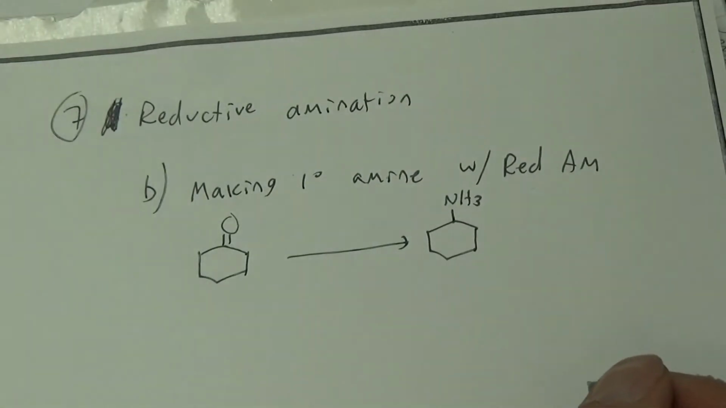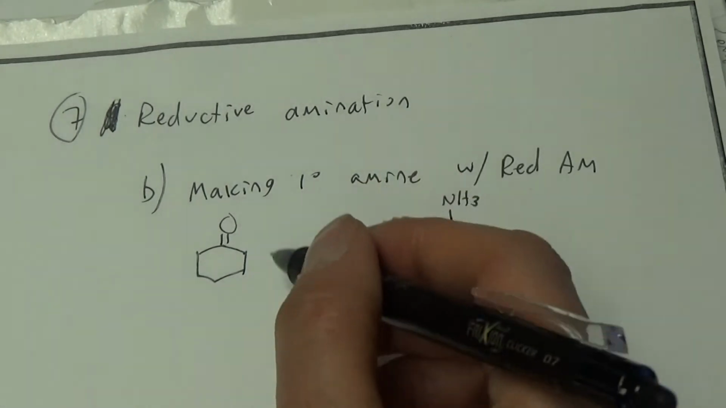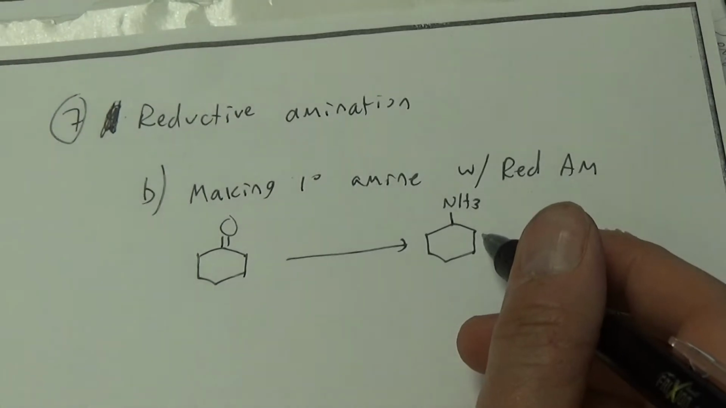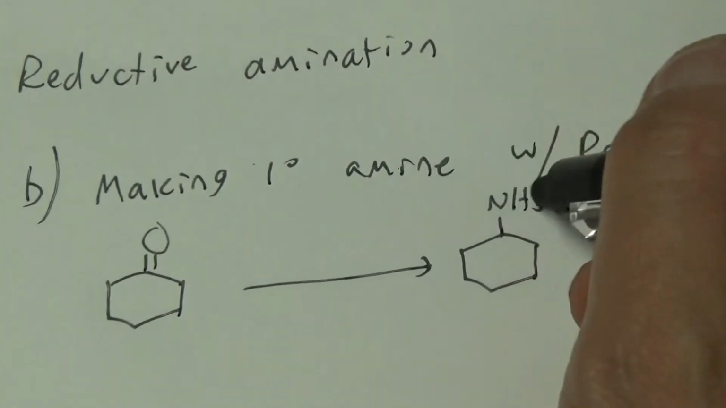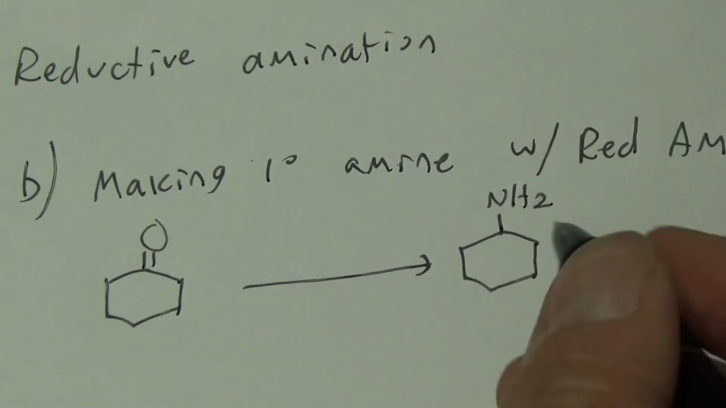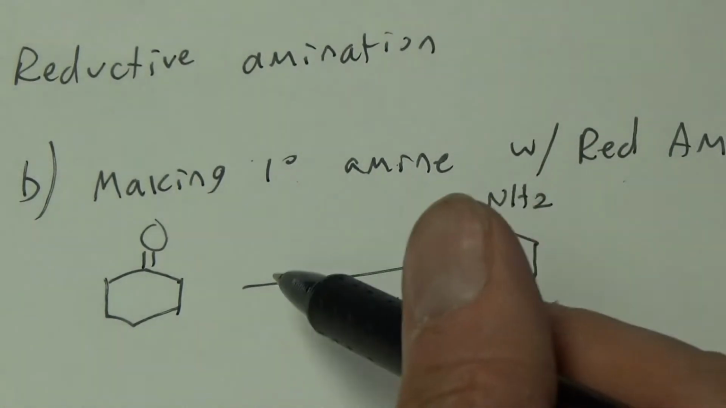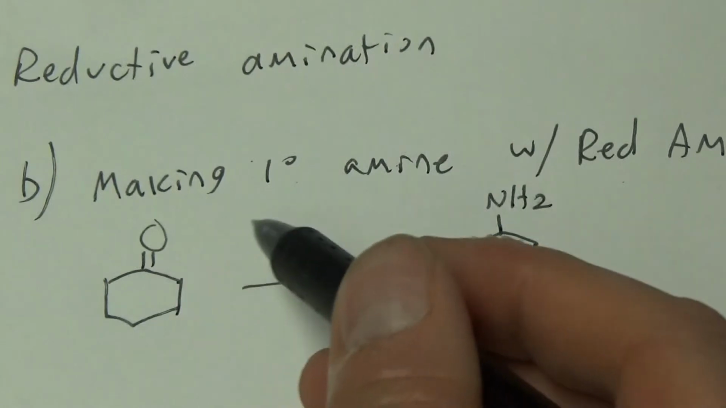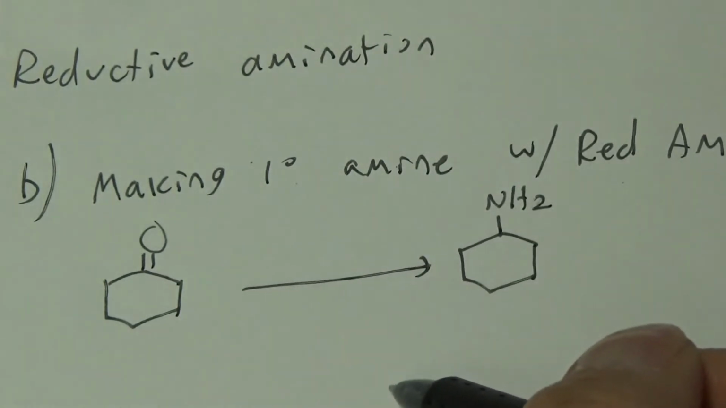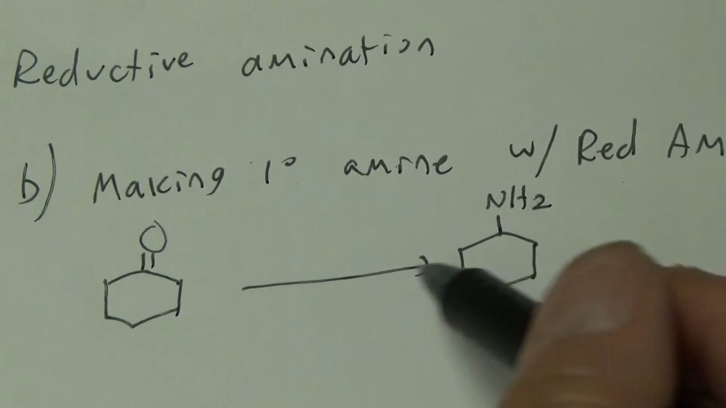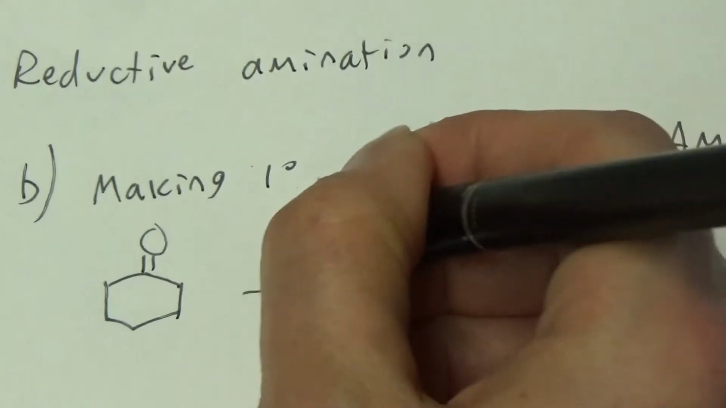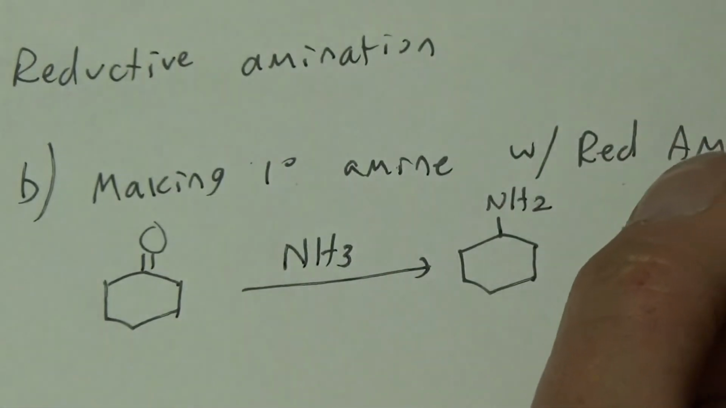Ketone to primary amine. What's the amine we're going to use? Is there any carbons on this amine? Remember, it's going to be a ketone and then some kind of amine, and it makes an imine, and then we reduce it. But we're going from 6 carbons to 6 carbons, so all we use is just NH3, ammonia.